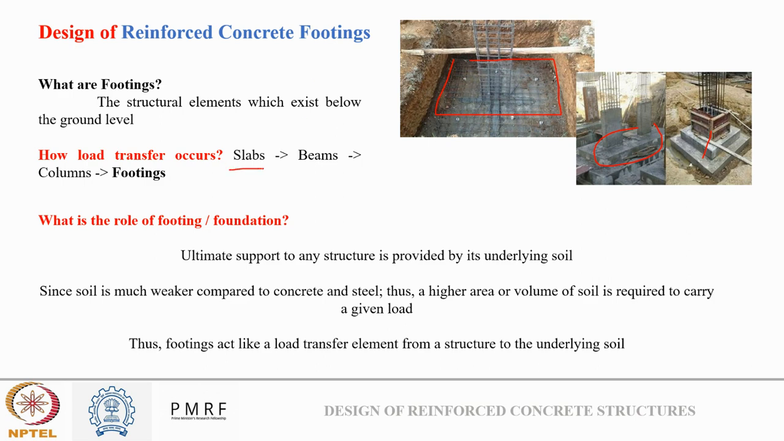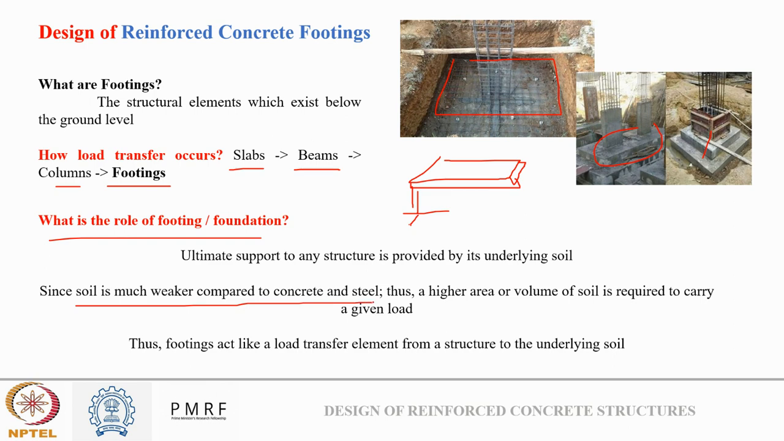Okay, so when we initially talked about basics of reinforced concrete structure, we saw how load transfer is done. So from slabs it comes to beams, then columns, and finally it comes to footing. So if we see, it is a floor. From slab it comes to underneath beams, okay, then to columns, and then from column finally to the footing. Okay, so what is the role of this footing in the structure? So ultimate load of any structure is supported by the underlying soil. Okay, but since soil is much weaker compared to steel and concrete, we need a higher area or volume of soil to carry a given load.